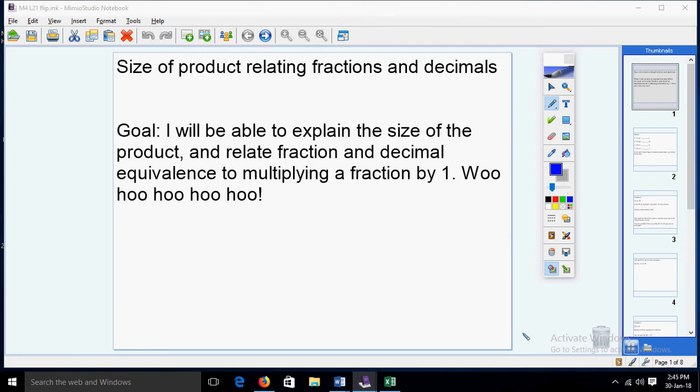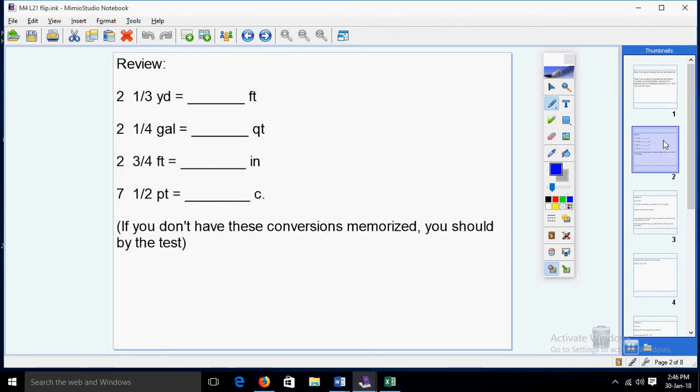All right, so we're here at lesson 21. We're looking at the size of product relating to fractions and decimals. So our goal is, I will be able to explain the size of the product, or the answer, and relate fraction and decimal equivalents to multiplying a fraction by 1. Woohoo! All right, so we're going to look at a review real quick.